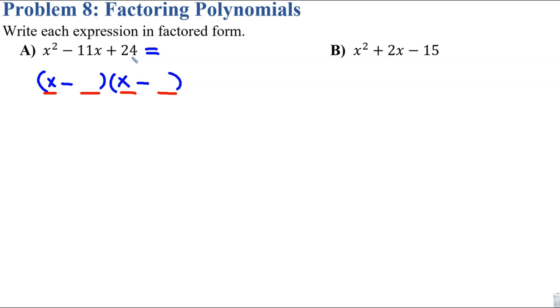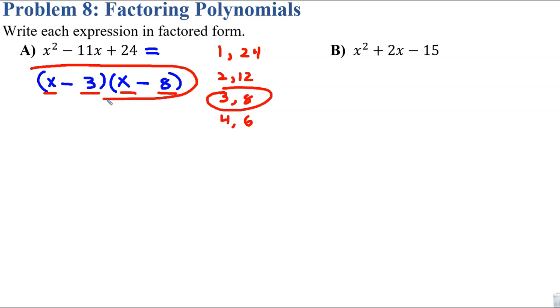Now what I need to do is look at my different factors of 24. I'm going to list them here. I can multiply to 24 by going 1 times 24. I could also go 2 times 12. I could go 3 times 8. I could go 4 times 6. So I need to figure out which combination is the right combination here. I need two numbers that multiply to 24 but also add to 11. Well, my winners are going to be the 8 and 3. So I can write this as x minus 3 times x minus 8. That's going to be my factored form.